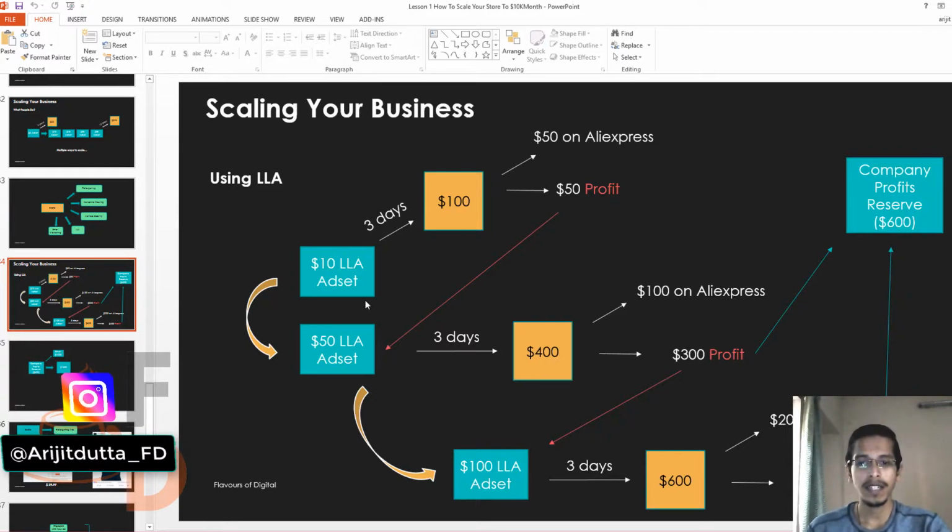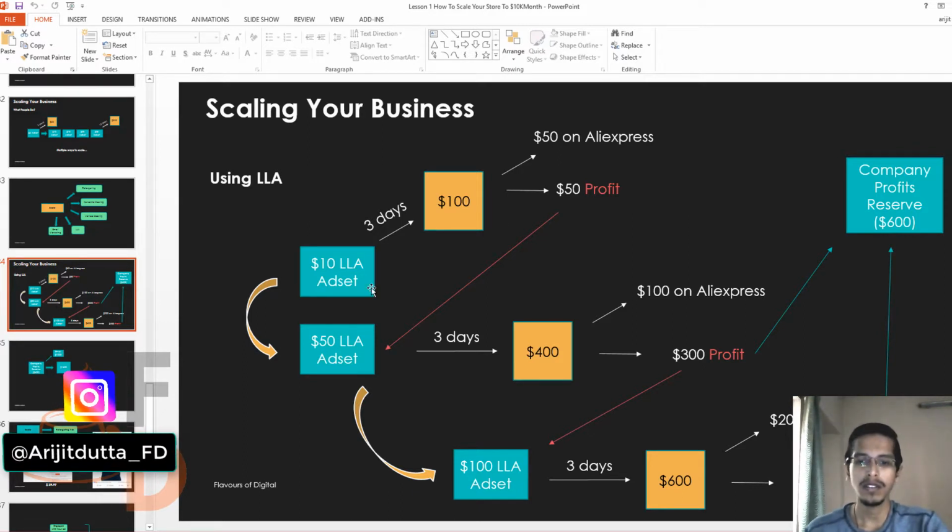You are just going to help Facebook become richer and richer. So you create a $10 lookalike audience. You just run that for 3 days. Let's say I got like $100, and with a lookalike audience you can get $100 easily. So with $30 spent, you can expect $100 in return. So you gave AliExpress for dropshipping the product $50, and you were left with $50 profit. So you then reinvest the $50 again to create a lookalike audience for a bigger budget.